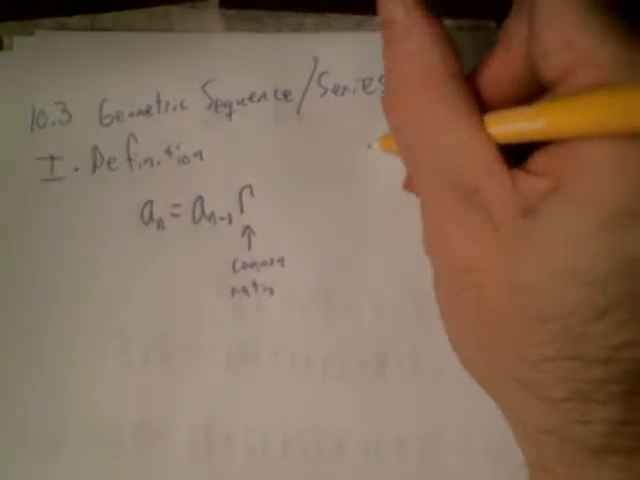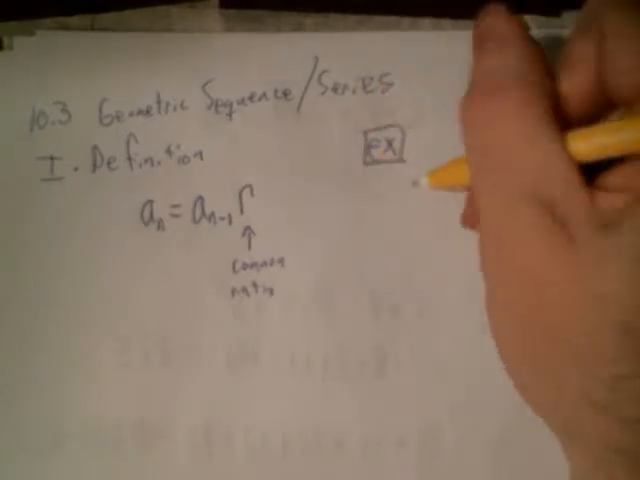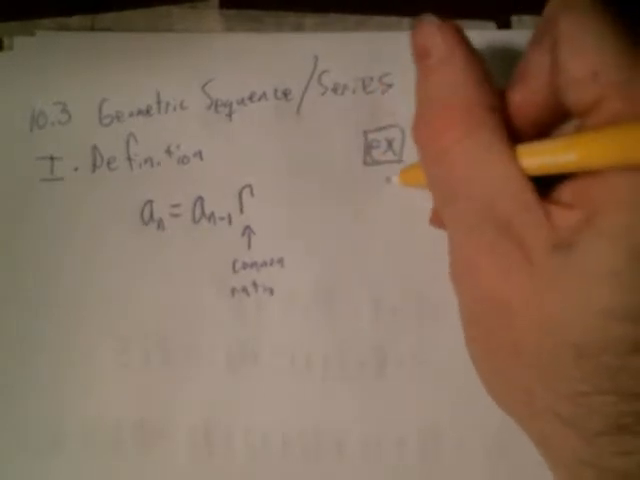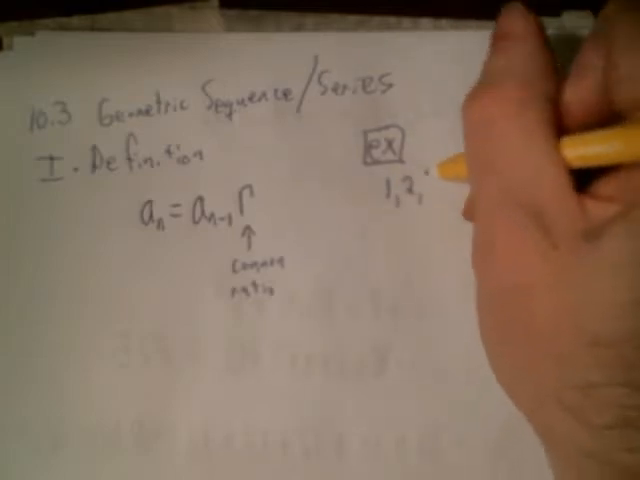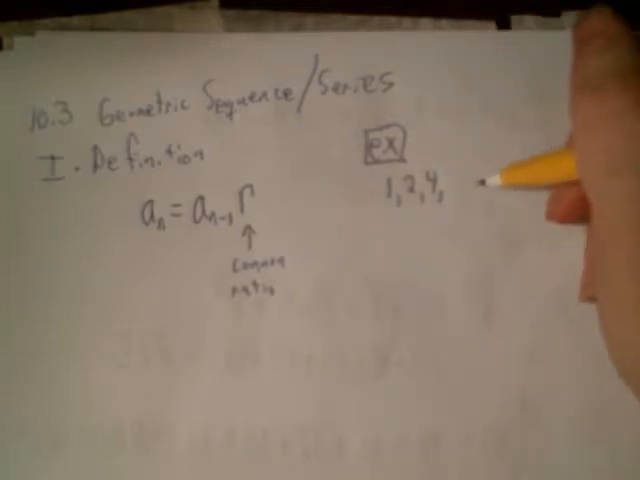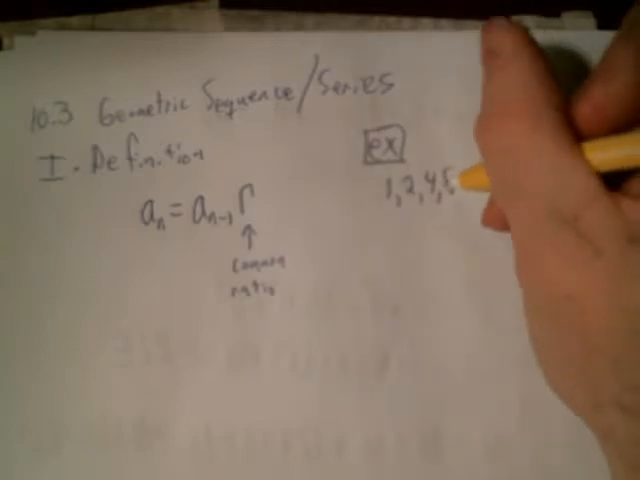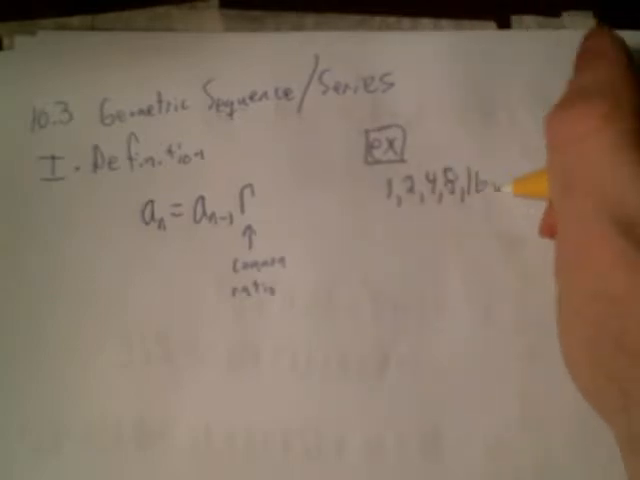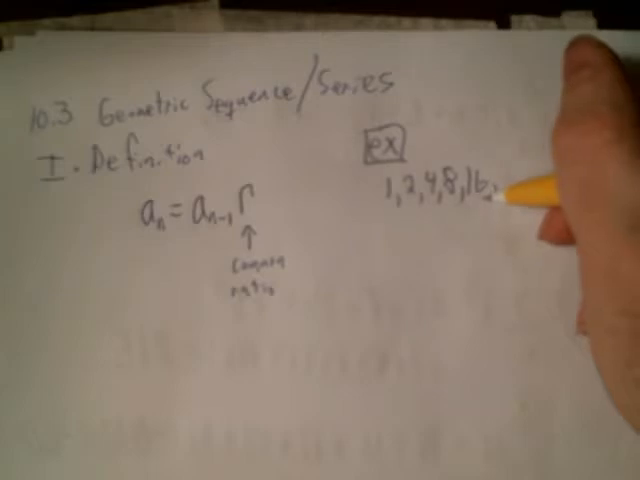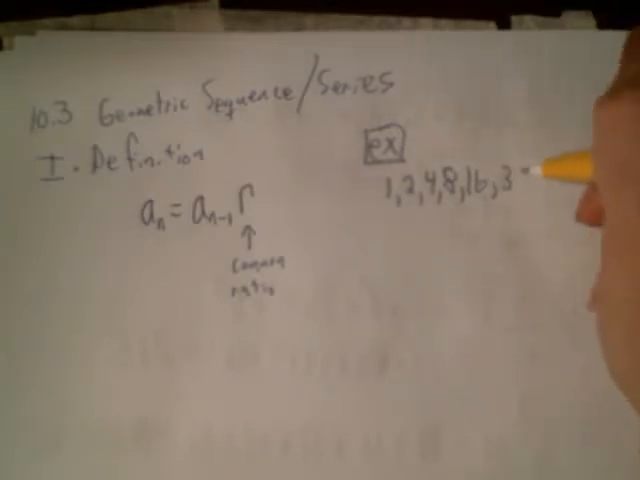So for an example of this sequence, we have 1, 2, 4, and it looks like I'm just adding 2, but no, 8, 16. So every time to get to the next number, you just multiply the previous one by 2. So 16 times 2 is 32, etc.